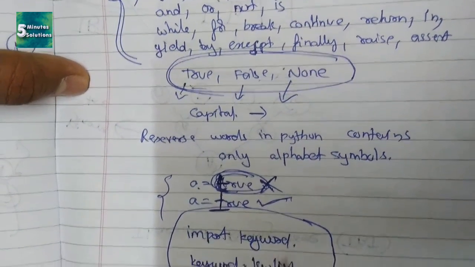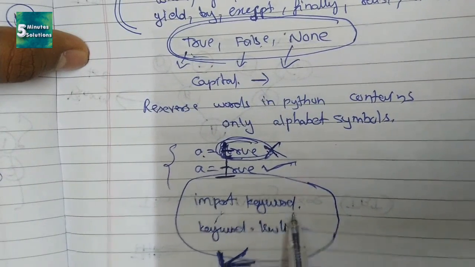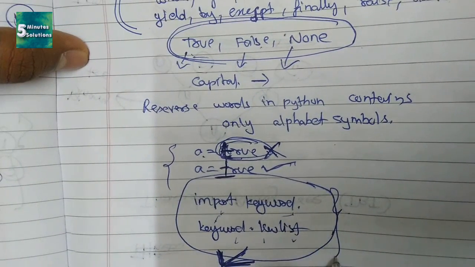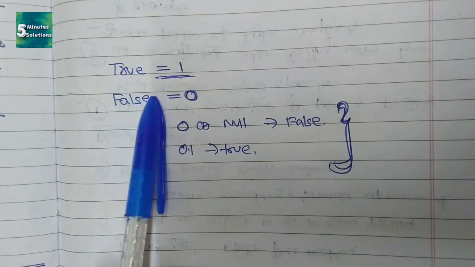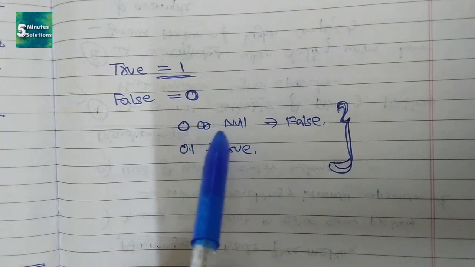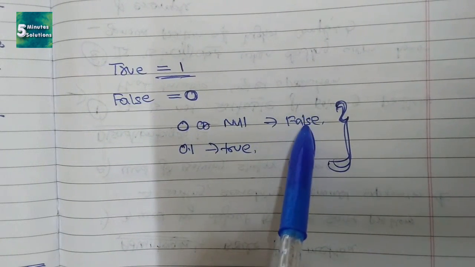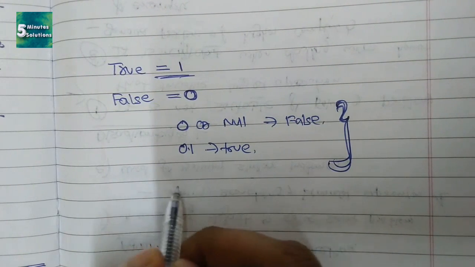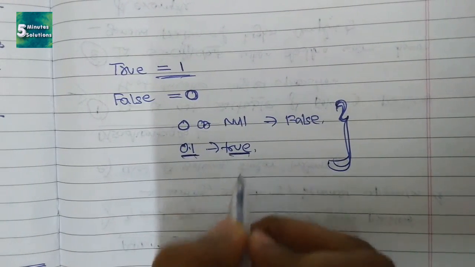Okay, if you want to see how many reserved words are in Python IDE, just type import keyword dot kwlist. It will give all the reserved words in Python. Okay, and in Python, true represents 1, false means 0. Nothing but 0 or null means it will be false. Anything above 0, for example 0.1, is also true in Python.